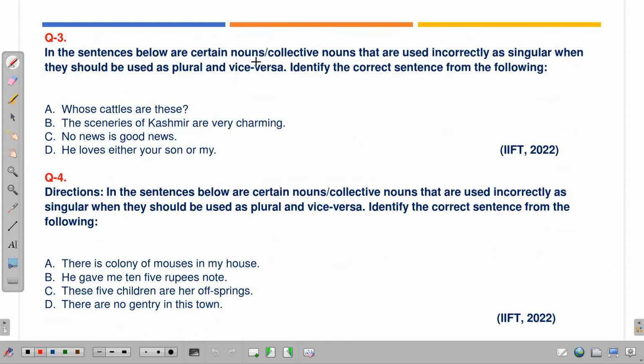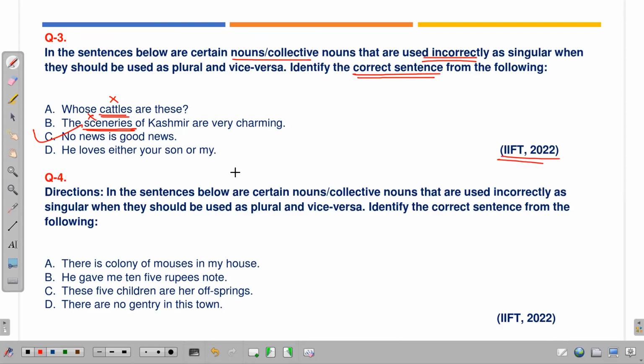Okay, let's look at this. In this sentence, certainly the collective nouns are used incorrectly. I have to identify the correct sentence. So, whose cattles are these? Cattles are never used in plurals. Okay, cattle is always used in a singular. Sceneries, as I said, this is wrong. No, news is good. This is perfect.